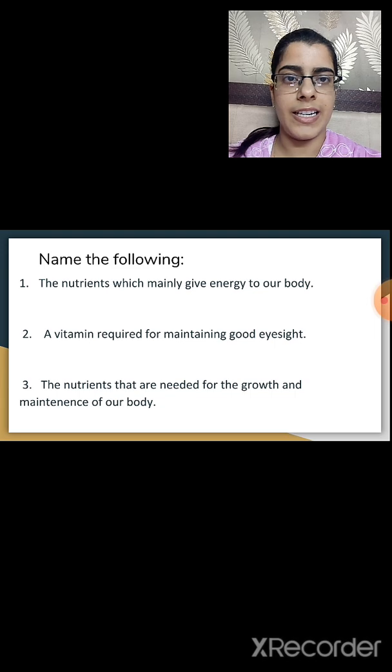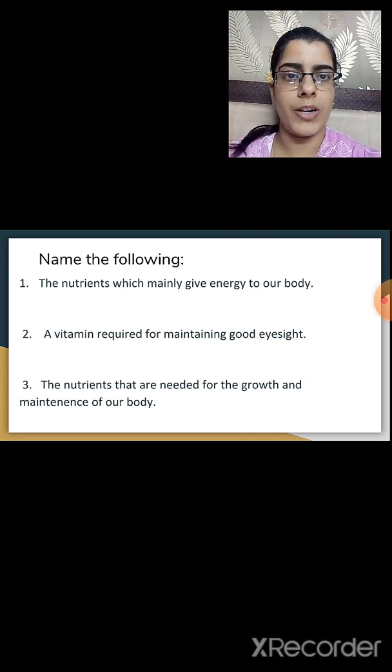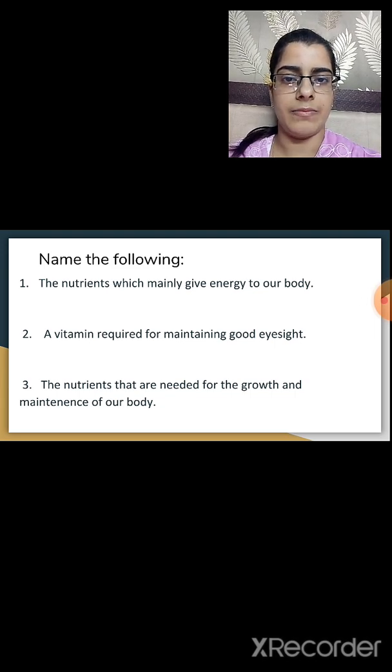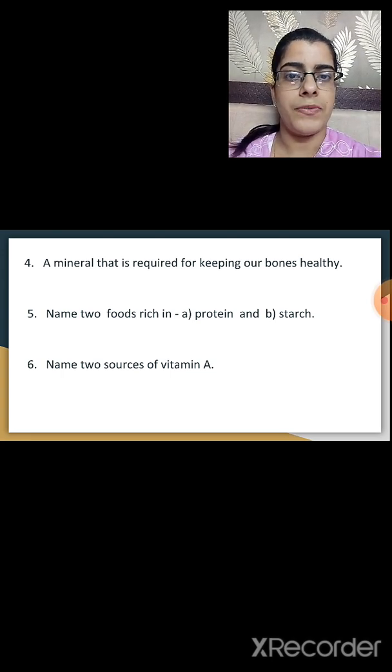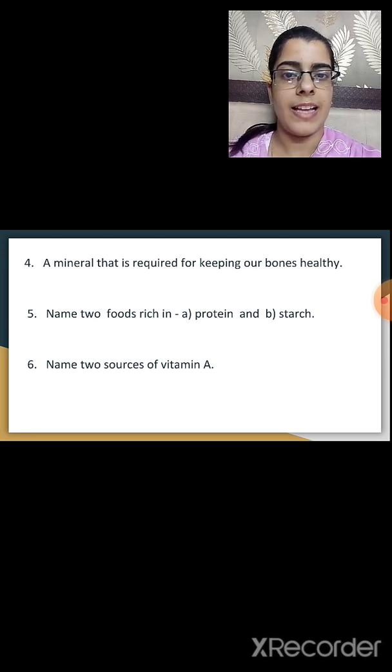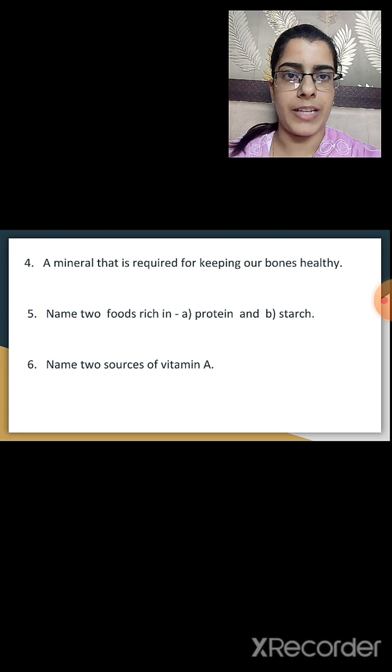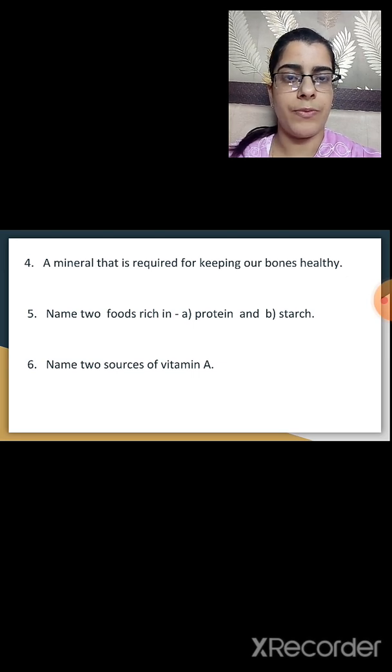Nutrients that are needed for growth and maintenance of our body. Which nutrient is needed for the growth and maintenance of our body? Protein. A mineral that is required for keeping our bones healthy. Which mineral keeps our bones healthy? Calcium. Name two foods rich in protein. So, the foods rich in protein are fish, eggs, and foods rich in starch are potatoes, corn.